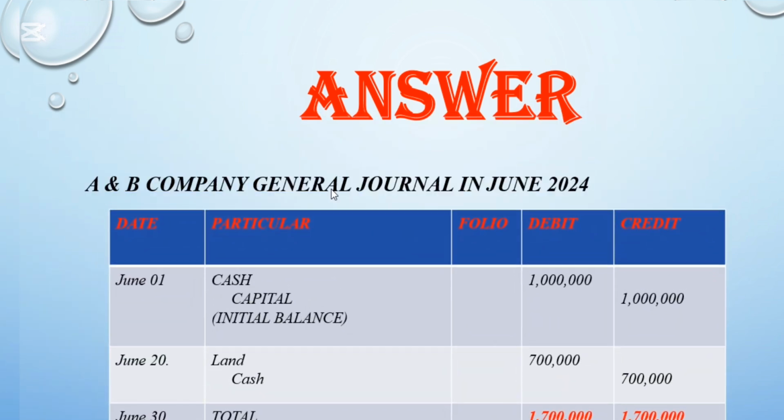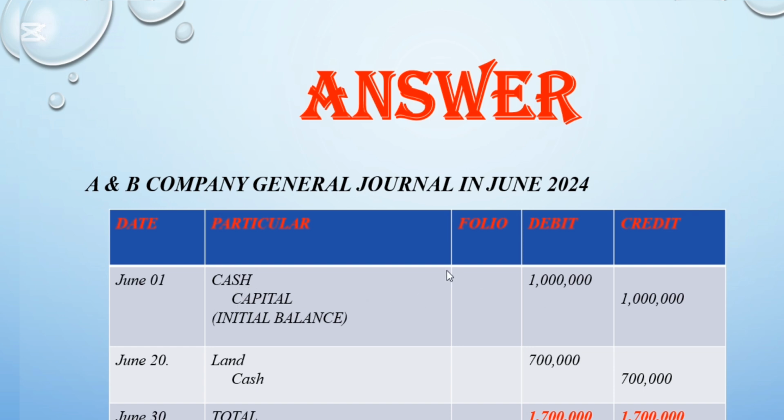Allow me to explain the following. You can see that on June 1st, A and B Company started with 1 million cash. These are assets that are used to start a business. So when assets increase, they need to be debited. But even though they are assets, automatically they are also equivalent to the capital.